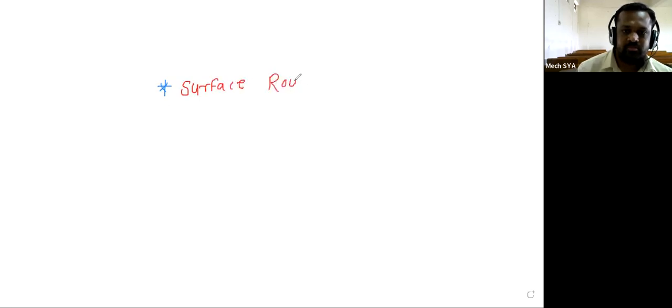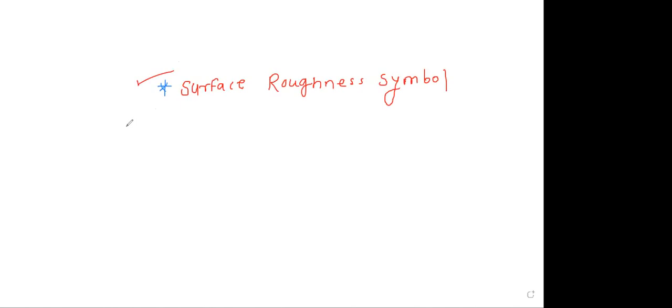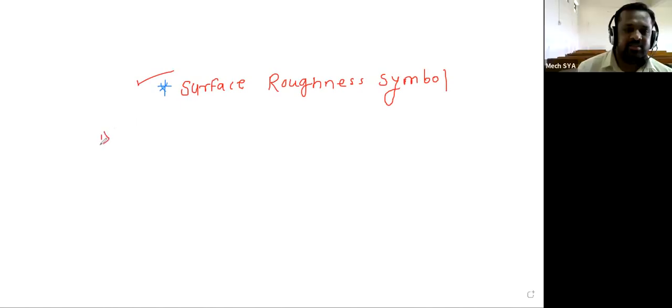Surface roughness symbol. Okay, surface roughness symbol. Now see here, again we are having the basic surface roughness symbols. We are having three basic surface roughness symbols. I'm going to tell you the basic ones. Okay, now see here, the first surface roughness symbol is like this.